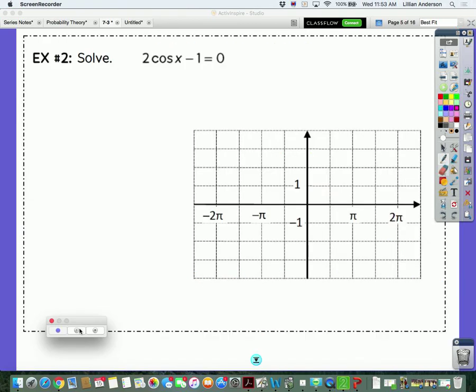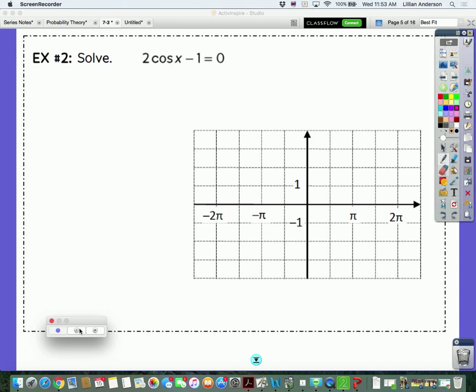You don't have to draw this one in. We're going to solve this one as well by graphing. Okay? Now, we can do this one of two ways. We can get it to where it's just cosine equals something, or we can graph it the way it is, because you did learn how to graph an equation that is 2 sine x minus 1.